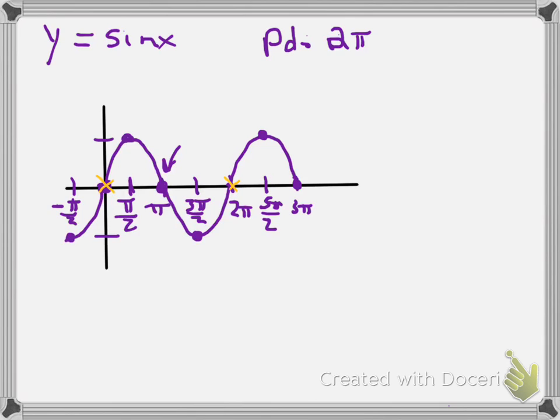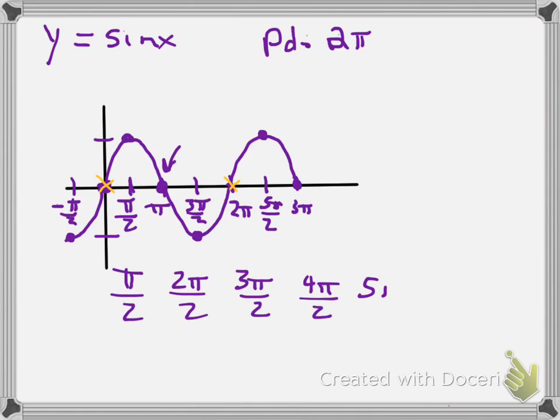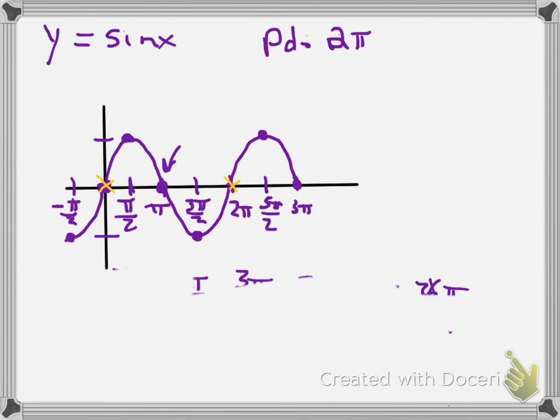So if I want to count by pi over 2, the first one is pi over 2, the second one is 2 pi over 2, the next one is 3 pi over 2, the next one is 4 pi over 2, the next one is, y'all with me? And the next one is 6 pi over 2, and it just continues. And then these would simplify, of course, to be pi, 2 pi, 3 pi, etc. But we're counting by pi over 2. All right?